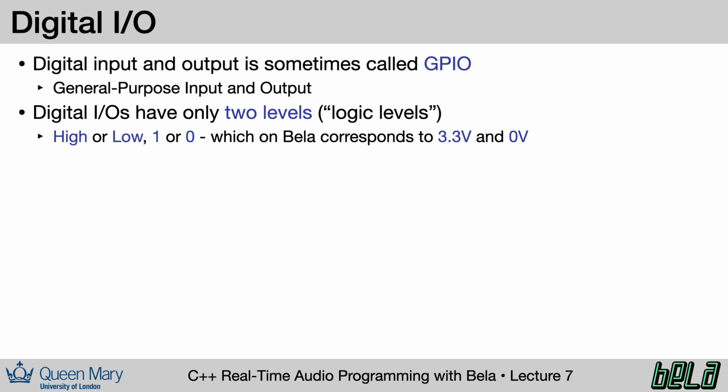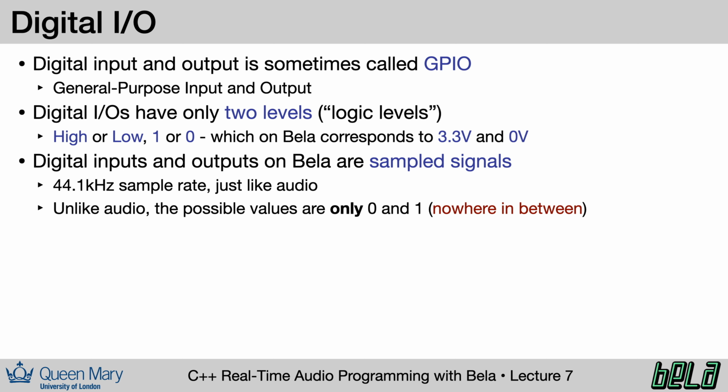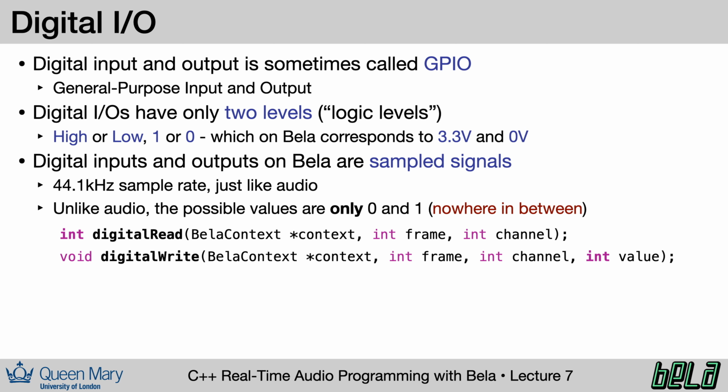The voltage of this depends on the particular standard that you're working with. In the case of Bela, the digital I/Os run at 3.3 volts, so a logic high will be a value of 3.3 volts, a logic low will be 0 volts, and nothing in between is a valid level. What is unique to Bela is that the digital inputs and outputs are treated as sampled signals, just like audio or analog. They're sampled at 44,100 samples per second, also like audio. However, unlike audio, the possible values are only binary, 0 or 1.